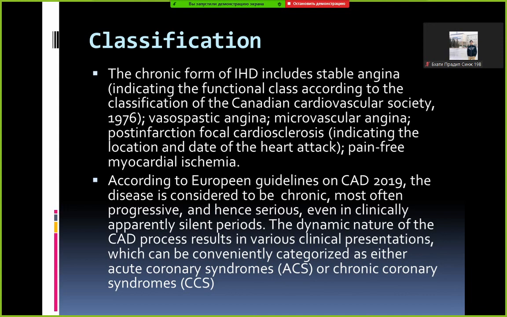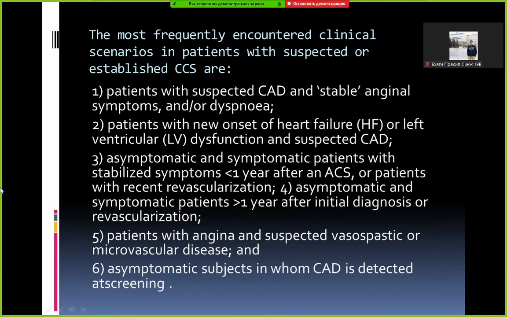The dynamic nature of the coronary artery disease process results in various clinical presentations which can be conventionally categorized as either acute coronary syndromes or chronic coronary syndromes. So the most frequently encountered clinical scenarios in patients with suspected or established chronic coronary syndrome are: first, patients with suspected coronary artery disease and stable anginal symptoms with or without dyspnea.